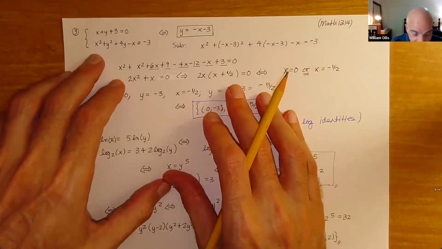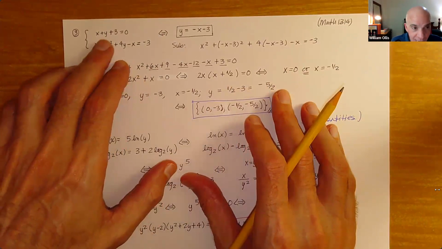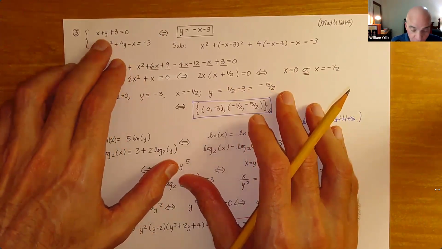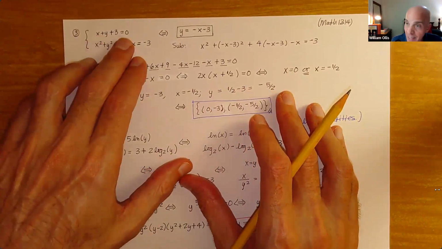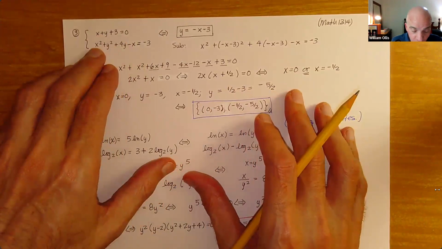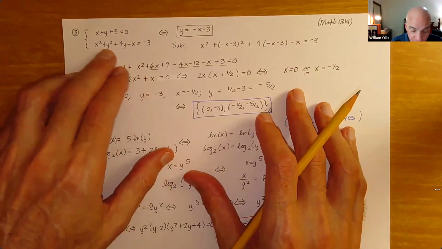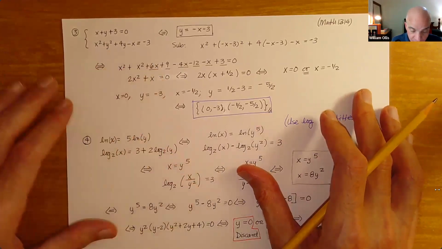Now, in this next example, very similar to the last one. Notice we have a linear equation. This is directly from your lecture notes. We have x plus y plus 3 equals 0, again, a linear equation. And then we have a general quadratic. That is, we have x squared plus y squared plus 4y minus x equals -3.